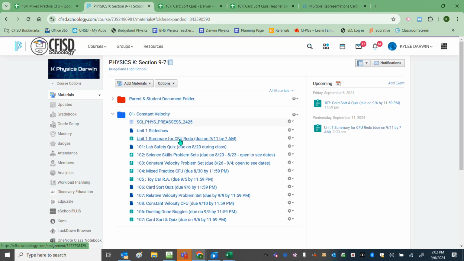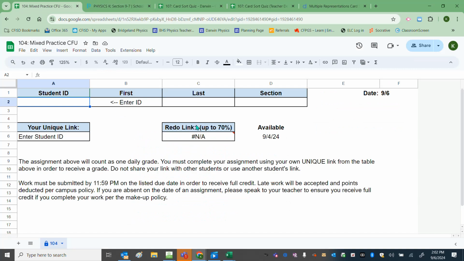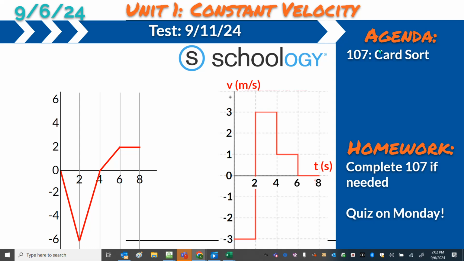So I would open it up, I would work through it, and use that to help you study as well. So you've got a lot of resources between the things we've already done in class, plus this unit summary, plus this other extra version redo link. Okay, so that's first thing. But let's go ahead and talk about today's assignment.